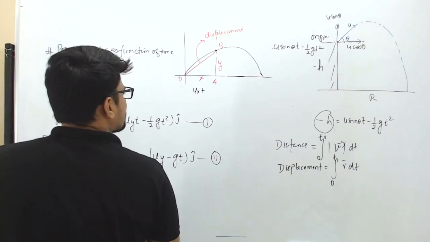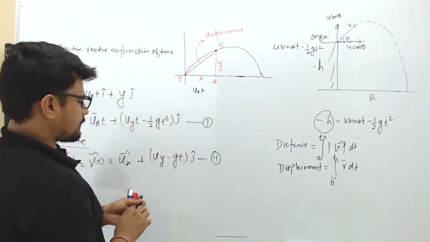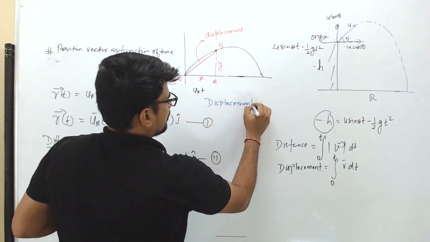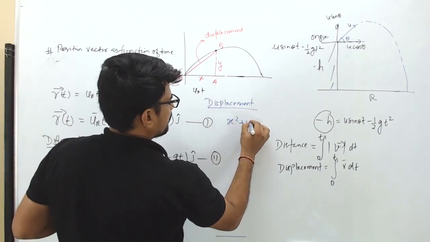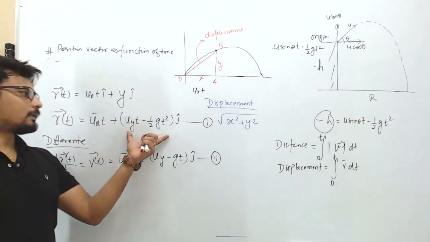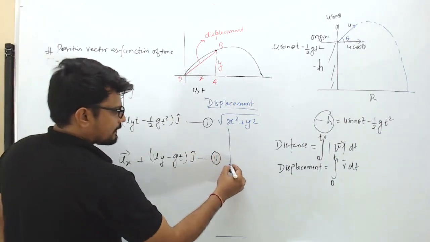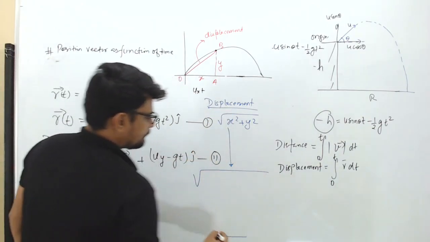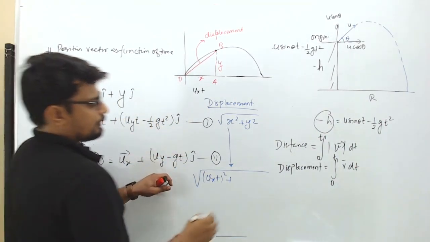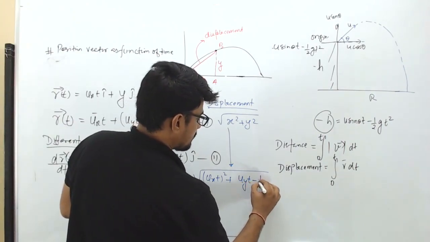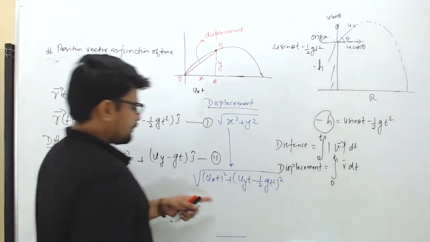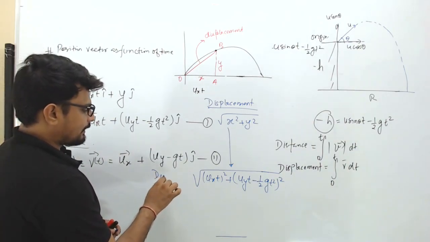Now if I want to find the displacement also, from this diagram, the displacement should be how much? Using this triangle, you can say x squared plus y squared. Now what is x? ux t. What is y? This one. So displacement could also be written as under root of (ux t) whole squared plus (uy t minus 1 upon 2 g t squared) whole squared. So this is going to be your net displacement.